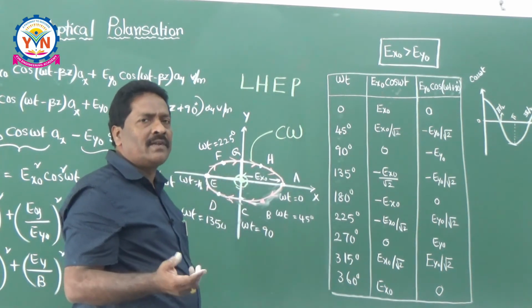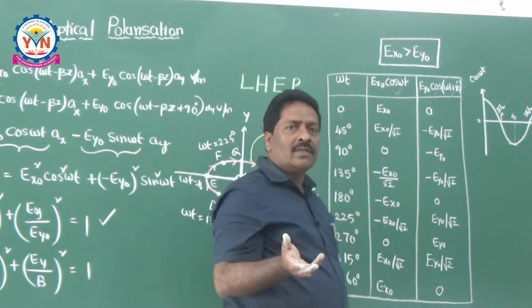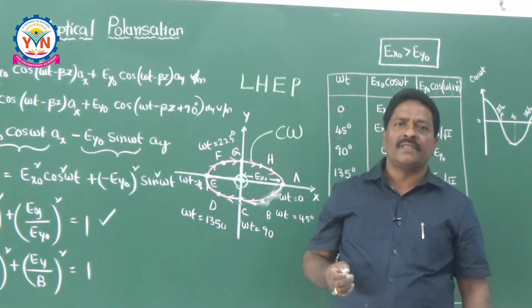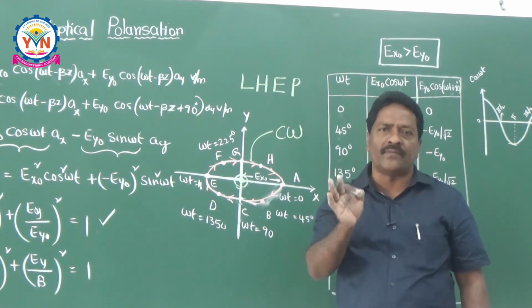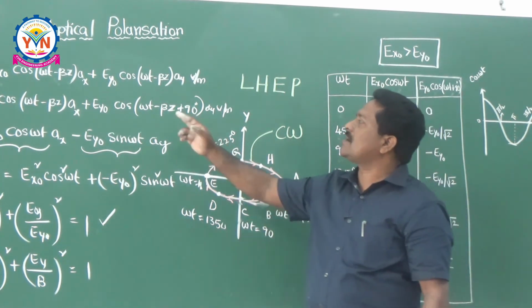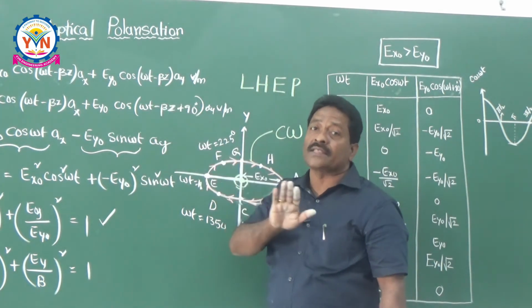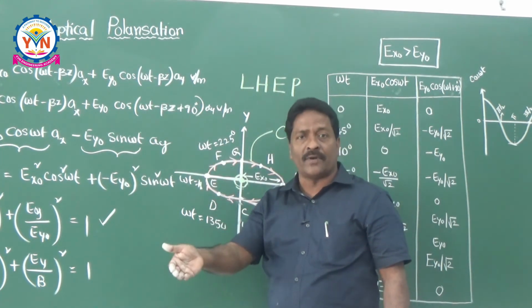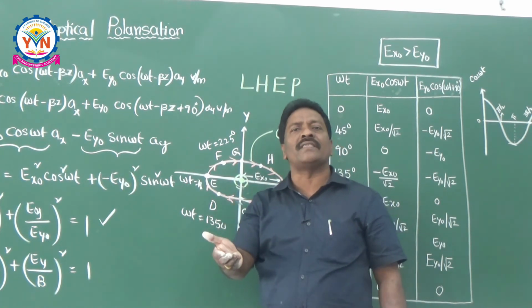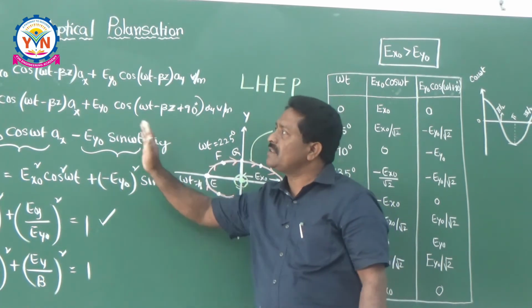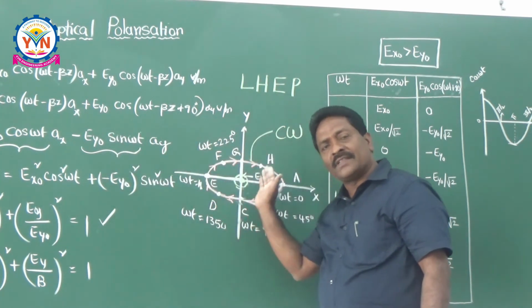There is no difference between elliptical polarization and circular polarization, friends. Circular polarization ki elliptical polarization ki emi difference ledu. Only difference is the magnitude of x component and y component is not the same in elliptical polarization, whereas in circular polarization both have the same magnitude. Akkada phase difference 90 undi, ikkada phase difference 90 undi.